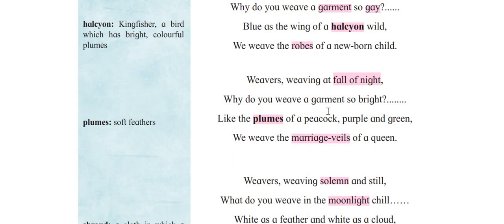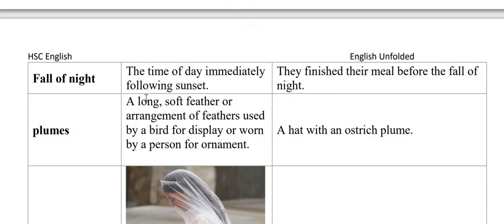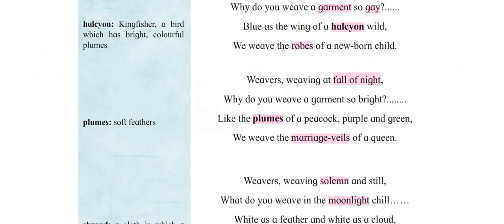Then the weavers say, like the plumes of a peacock. What is plumes? It means feathers. Okay. Purple and green. We weave the marriage veils of a queen. Now, the plumes of a peacock means feathers of a peacock. So plumes means feathers, and they are weaving the marriage veils of a queen.